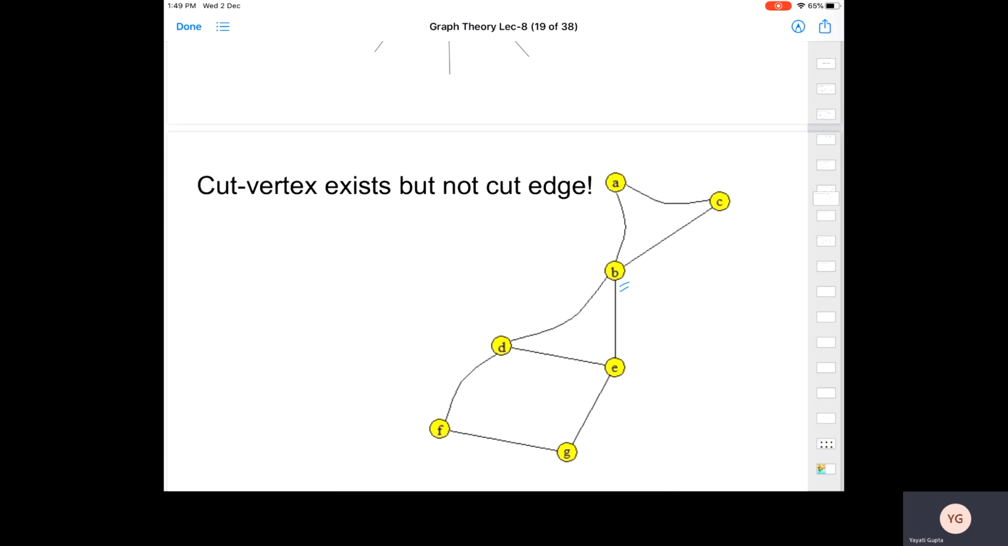BC. BC is not a cut edge, because if I delete BC, the graph remains connected. Similarly, BA is also not a cut edge. BD is not a cut edge. BE is not a cut edge. Rather, none of these is a cut edge. We have a cut set. If we delete both BD and BE, or similarly, if we delete both AB and CB, we have a cut set, but we do not have a cut edge. So it can happen that we have a cut vertex in a graph, but there is no cut edge. Furthermore, there is no relationship between a vertex being a cut vertex and edges being cut edges.